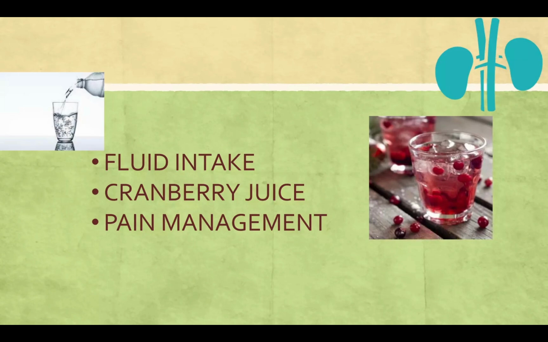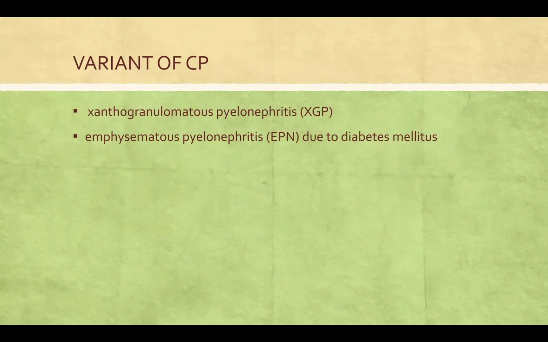Let us further move to the variants of chronic pyelonephritis. Two variants of chronic pyelonephritis are xanthogranulomatous pyelonephritis and emphysematous pyelonephritis, due to diabetes mellitus, which you will study in further education.